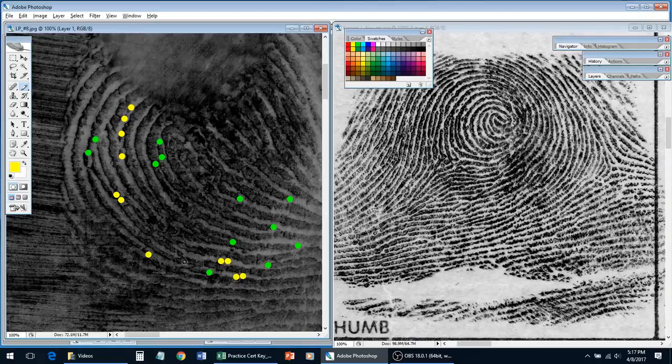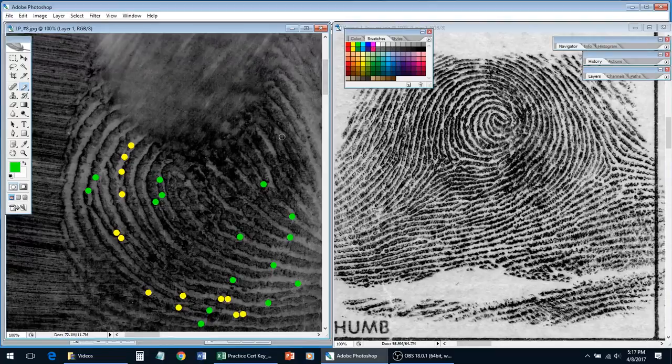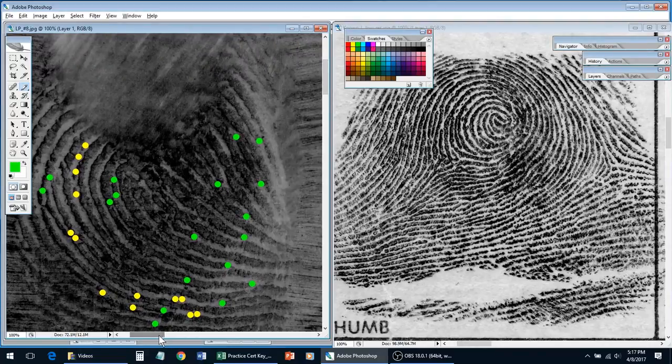Okay, ending, bifurcation, bifurcation. Back to green for another ending, ending, ending. Boy, if we find this one, I think we're going to be set. Bifurcation, ending, ending, ending, ending. Oh, we're getting close to the edge, but I see another bifurcation, another ending, another ending.